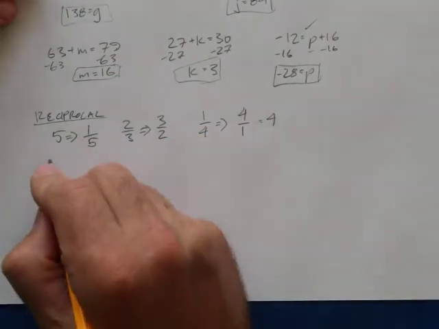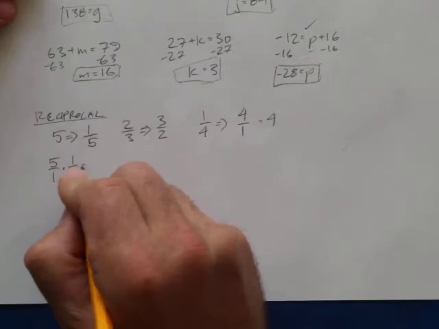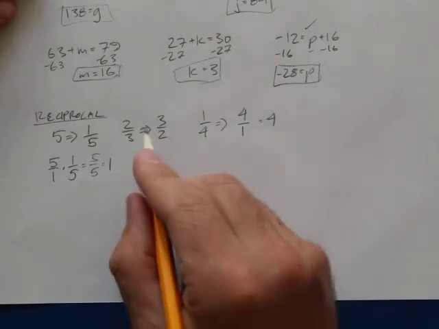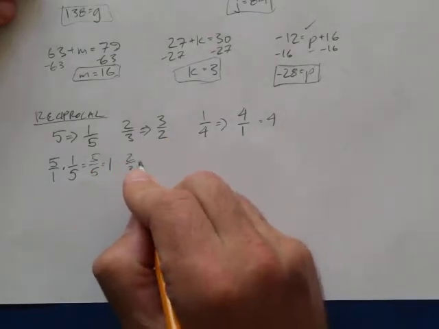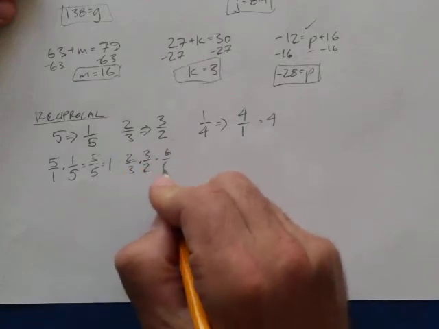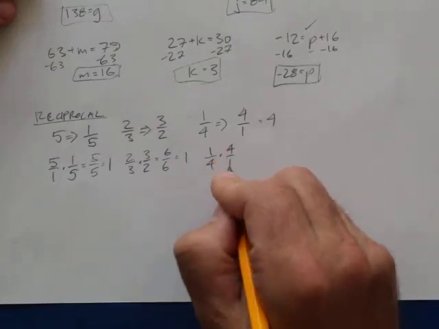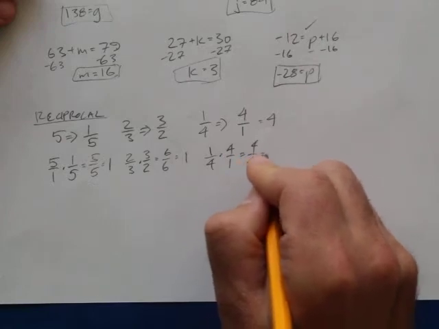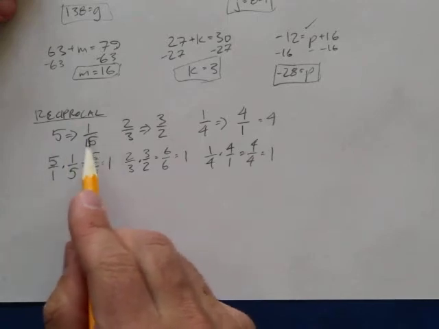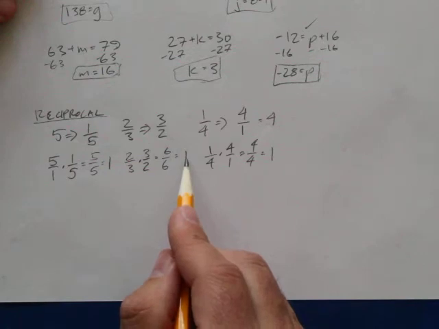When you multiply 5/1, that's what 5 is, times 1/5, you get 5/5, which equals 1. If I multiply 2/3 times 3/2, I get 6 over 6, which is 1. If I multiply 1/4 times 4/1, I get 4/4, which is 1. So notice, if I multiply a fraction and its reciprocal together, I get 1.